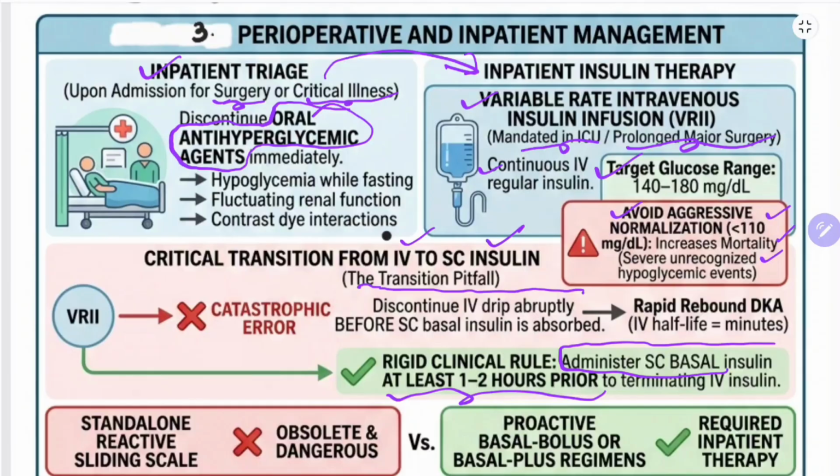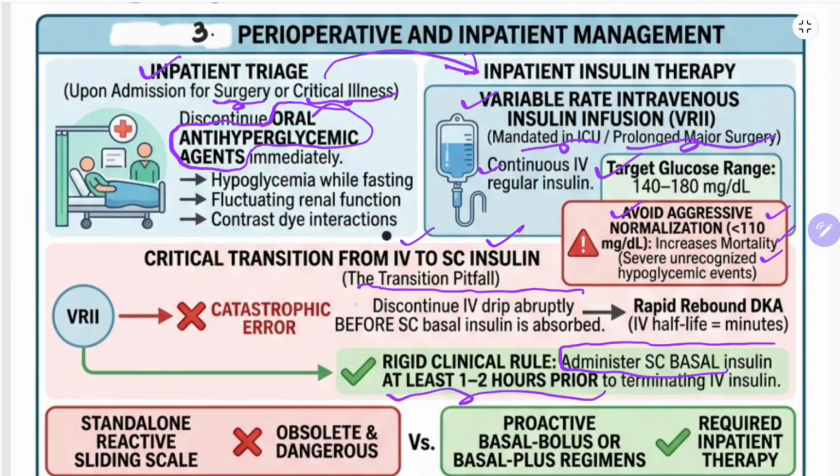So while you are transitioning from IV to subcutaneous, when the surgery is over or when the acute illness is over, when the patient is shifted from ICU to general ward, first you should start the subcutaneous insulin, even though the patient is on IV insulin, 1 to 2 hours before you stop the IV insulin.